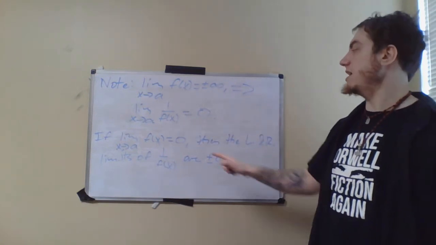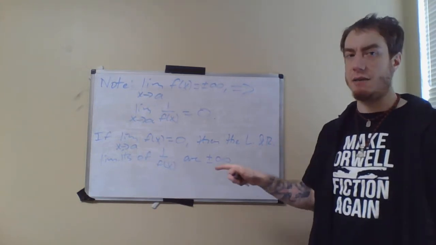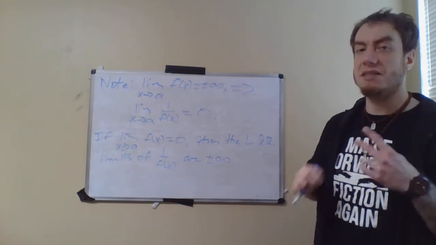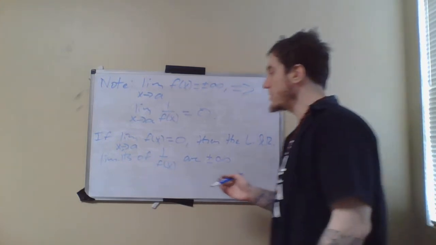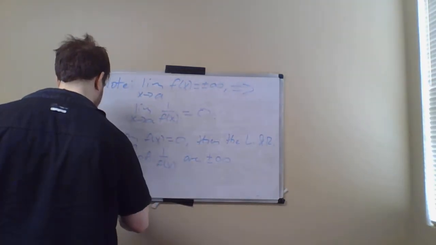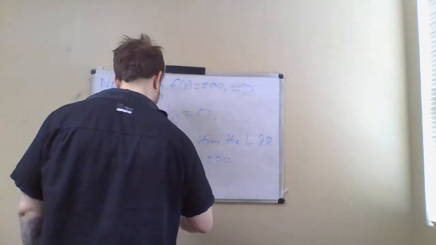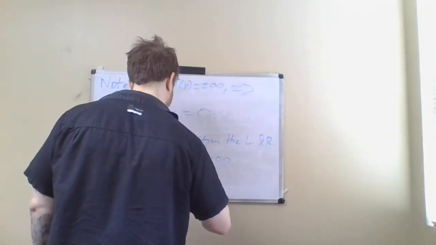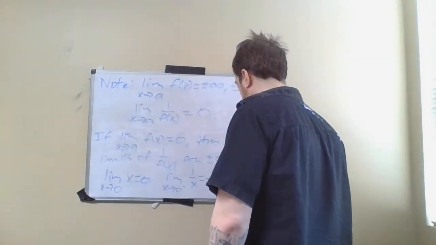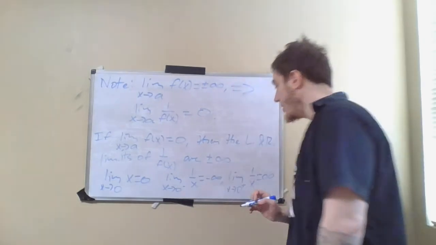But if the limit is 0, then we only know that the left and the right hand limits of the reciprocal are plus or minus infinity. They don't have to be the same thing. So for instance, limit as x approaches 0 of x is equal to 0. Limit as x approaches 0 from the left of 1 over x is negative infinity, but limit as x approaches 0 from the right of 1 over x is equal to positive infinity.